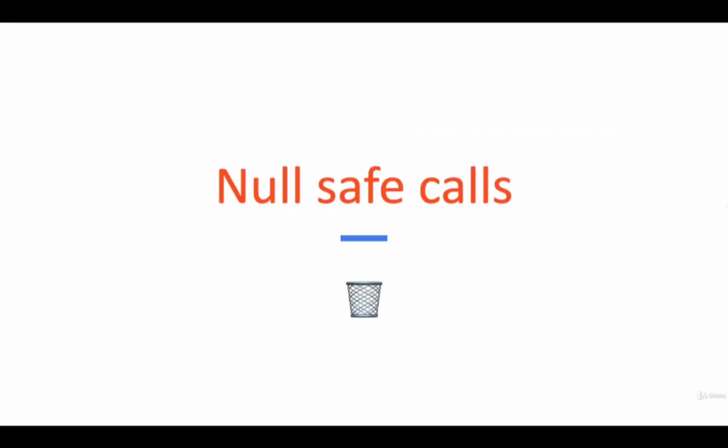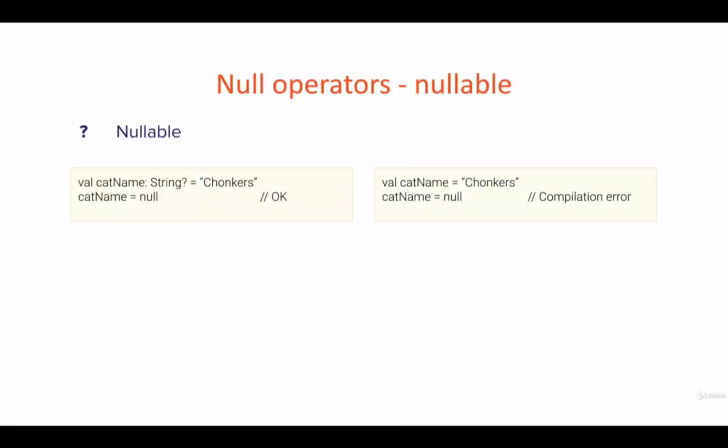So in this video, we're going to talk about null-safe calls or null operators. So null operators are basically operators that we can use, and sometimes we have to use on null values or on variables that can be null. So we are already familiar with the nullable operator. This is basically the operator that tells the system that a variable of a certain type can be null. Okay, so here we have the example. We have cat name is of type string that can be null, and we give it a value.